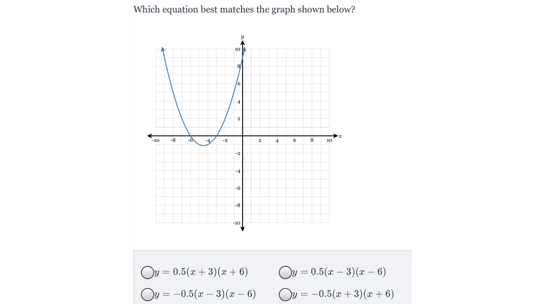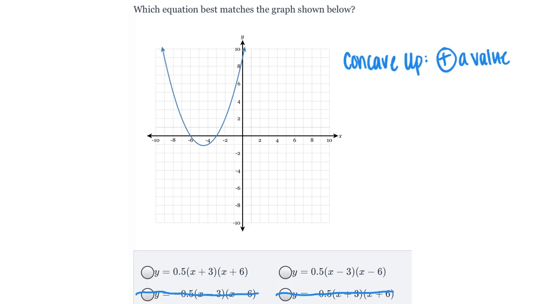The first thing that I would do is look at the a value to see which one matches my concavity. Is it up like a cup or down like a frown, concave up or concave down? Because this graph is shaped up like a cup, or concave up, we know that it will have a positive a value. So that means that we can cross out y equals negative 0.5, x plus 3 and x plus 6, and y equals negative 0.5, x minus 3 and x minus 6.